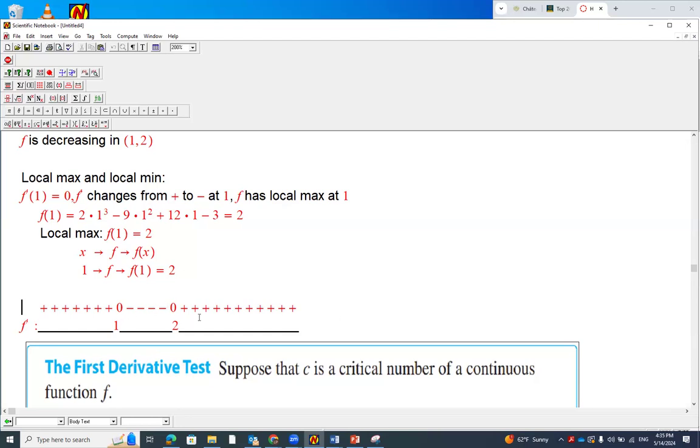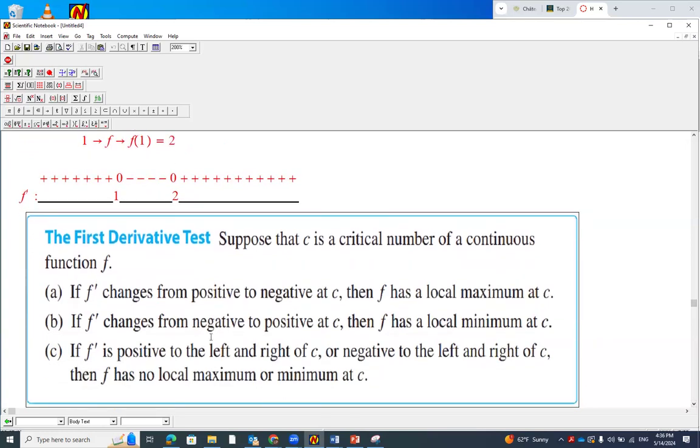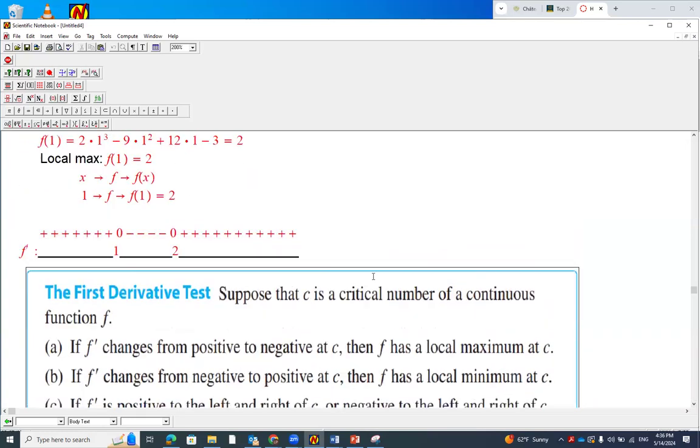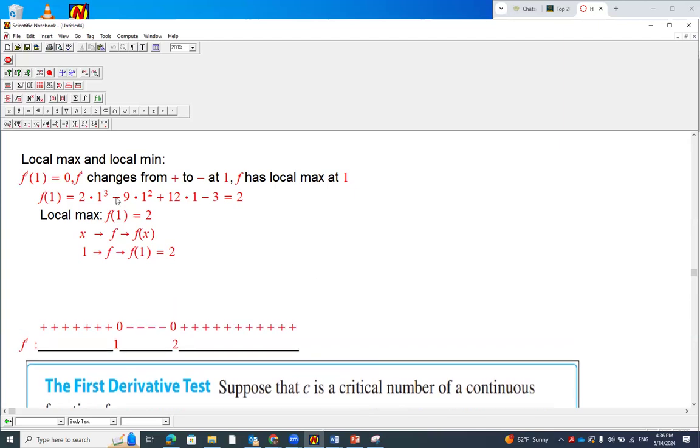So at 2, what happens? Well, at 2, f prime changes from negative to positive. Okay, from negative to positive. So we're going to repeat that, but this time we're going to have a local minimum. And then you're going to do similar things, right? f prime of 2 is equal to 0. This is just to demonstrate that 2 is a critical number.